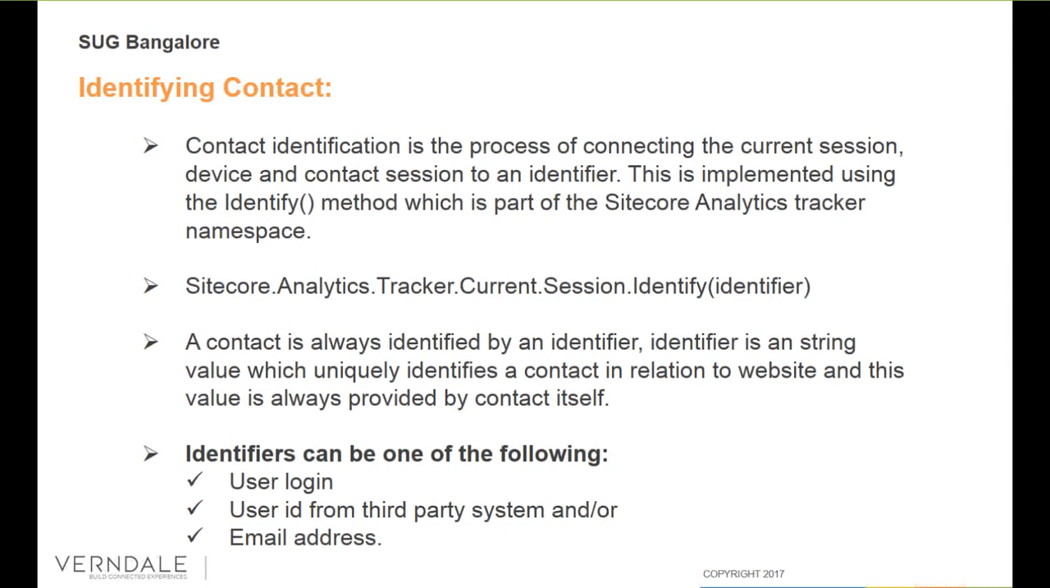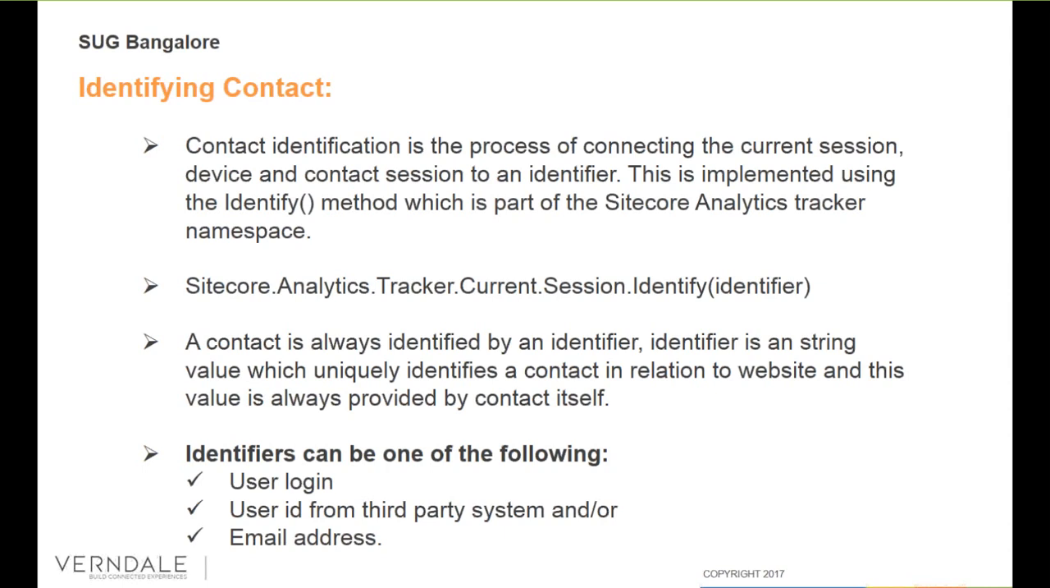Now if you go to point one, it says it is the process of connecting contact information to the current session device and contact information to an identifier. Based on that identifier, we are connecting to the current session, and that all happens using the Sitecore.analytics.tracker current session identity method. As a parameter, we have to pass a valid identifier, which can be one of these. A contact is always identified by an identifier, so there is no way we can identify a contact without an identifier.